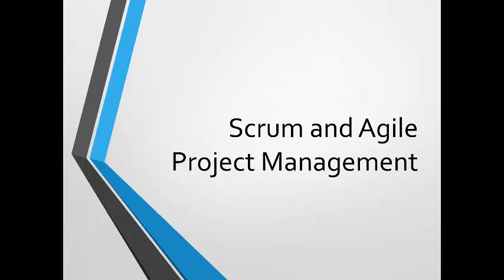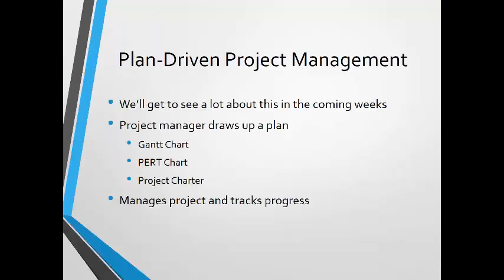So this brings us to Scrum and Agile project management, and we should start with discussing plan-driven project management. We'll get to see a lot of this in the coming weeks. Basically here the project manager draws up a plan that includes a Gantt chart, a PERT chart, and a project charter, requirements documents, specifications, etc. And the project manager manages the project and tracks progress. Typically he or she will know how many hours remain, the amount of effort required.